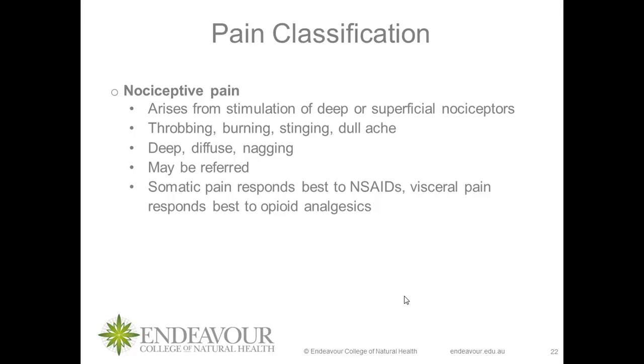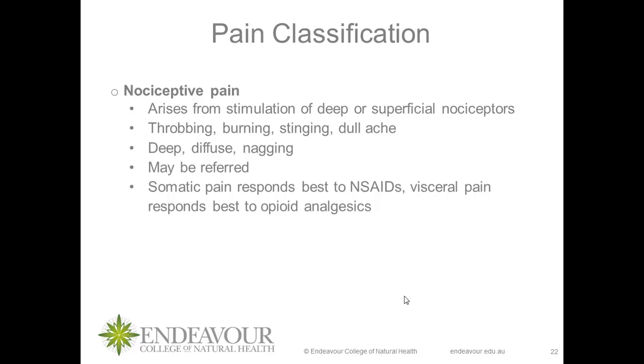Then there's nociceptive pain, where we have a chemical that is stimulating deep or superficial nociceptors. The type of pain that it tends to then cause, how it's then perceived in the CNS, a throbbing, burning, stinging or dull aching pain. But the chemicals are often in the periphery of the body, in the tissues. So the pain might be perceived as deep, or it might be diffuse, it might be a nagging pain if it's this nociceptive pain due to these chemical mediators.